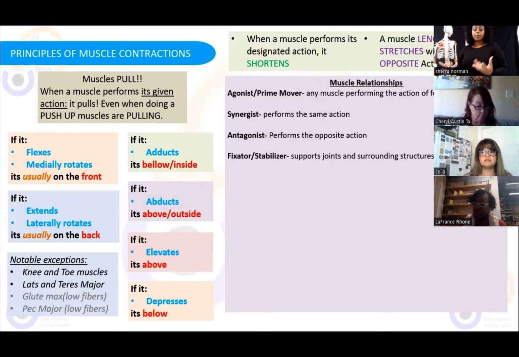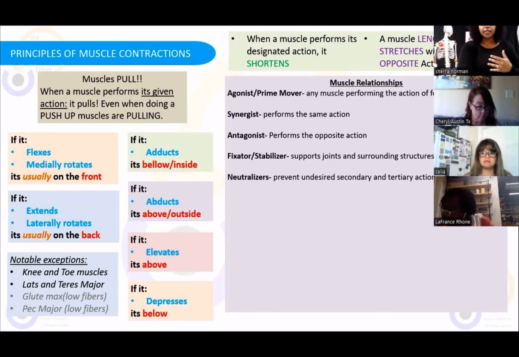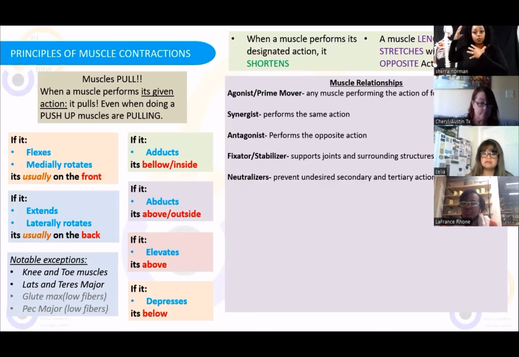Fixators and stabilizers support the joints and the surrounding areas. Neutralizers stop secondary action. So take, for instance, the sternocleidomastoid. It doesn't just flex. It doesn't just side bend. It doesn't just rotate. It wants to do all three. When a muscle contracts, it wants to do everything it can do at one time, which means when this muscle contracts, it wants to do this. But we don't want to do all that. We just want to side bend. So your brain will recruit other muscles to stop the rotation and the flexion so that we're only side bending. That's what a neutralizer does. It doesn't necessarily come up on MBLEX, but it's good to understand that concept.